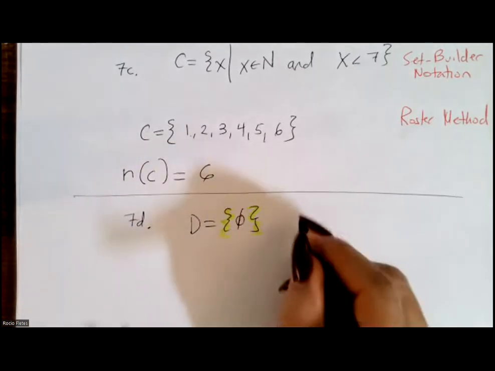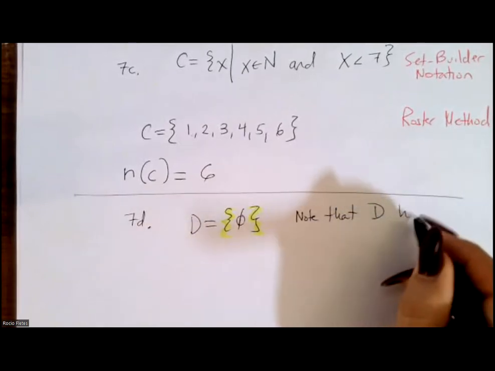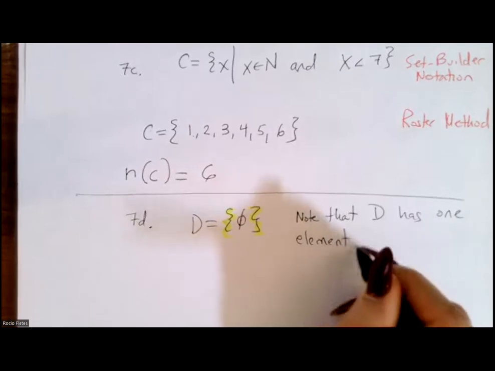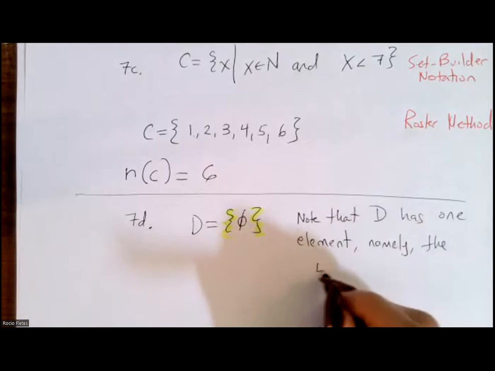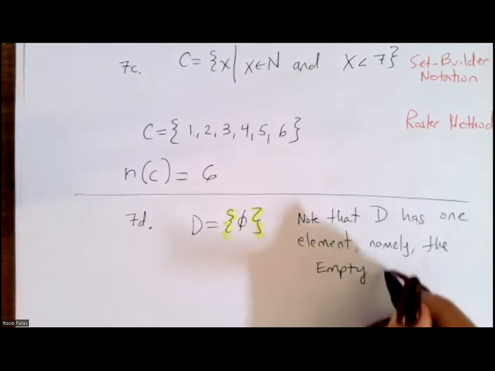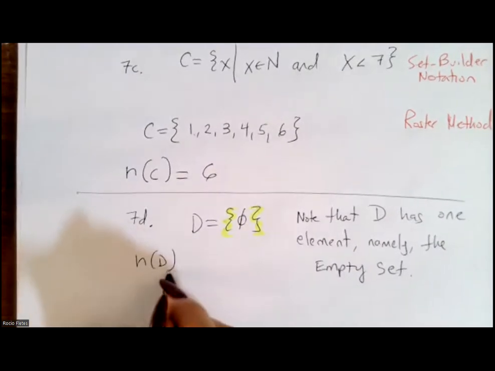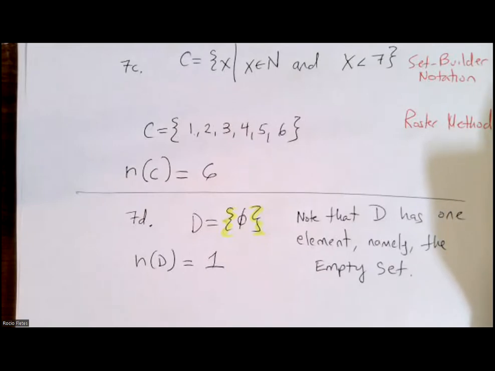D has one element. So note that D has one element, namely, what is the element? The empty set, right? That's the empty set. So the cardinality of D, because it has one element, is 1, right? The cardinality of D is 1 because it has one element. All right?